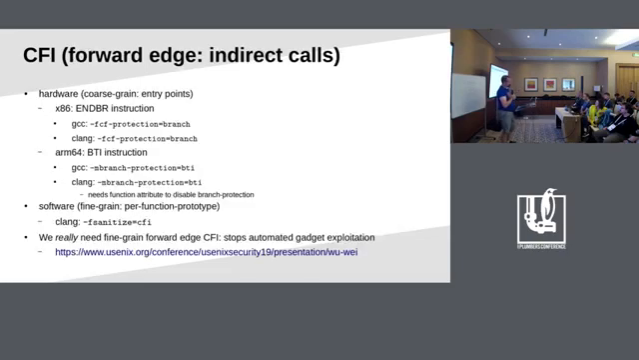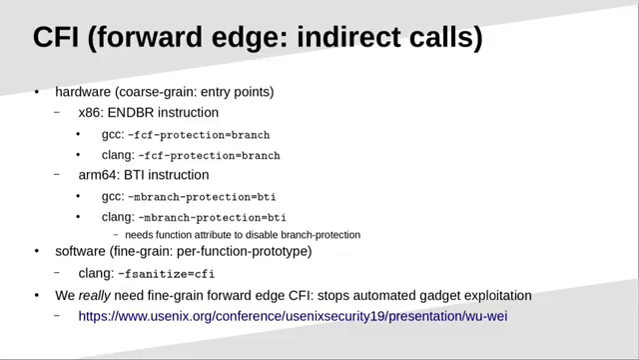Forward edge CFI, so protecting indirect calls. You've saved a function pointer in the heap, and you read it back and jump to it. Actually validating the destination of those is another good one. In hardware, there's really only support for coarse grain validating that you're entering a function.